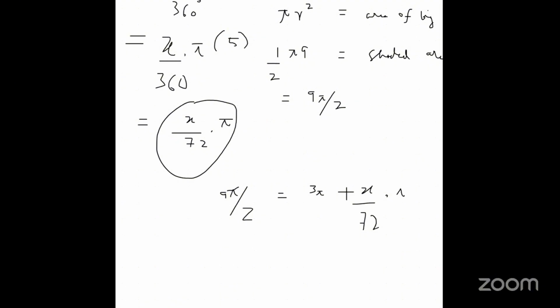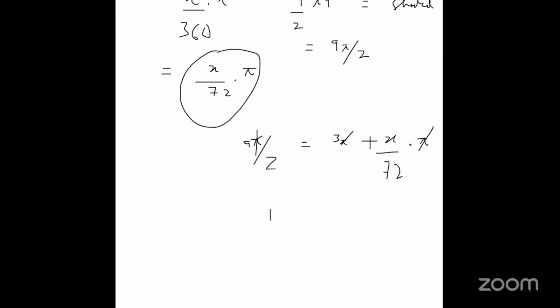Okay, so we cancel out the pi from all of these, and we get 9 by 2 minus 3, which is 1.5, times 72, is this angle x, which is equal to, I think, 108 degrees. So this is equal to 108 degrees.